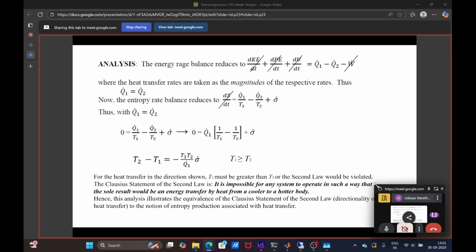And that's what we know, because Q is flowing from T1 to T2. It can happen only from a higher temperature source to a lower temperature source, and that's what we have proved here. So T1 should be greater than T2. This is equivalent to the Clausius statement of the second law, stating that without work interaction, heat cannot flow from a lower temperature to a higher temperature. It can only flow from hot to cold.